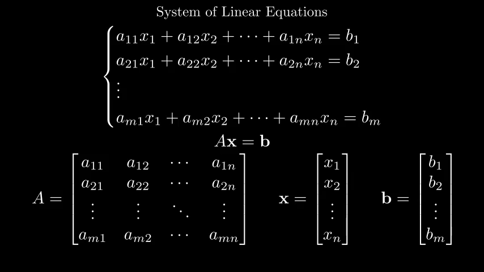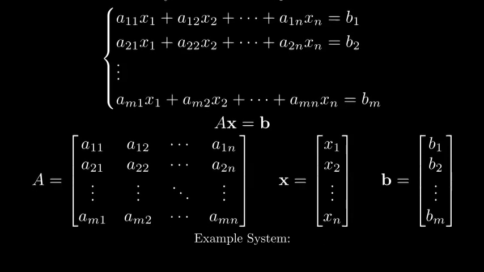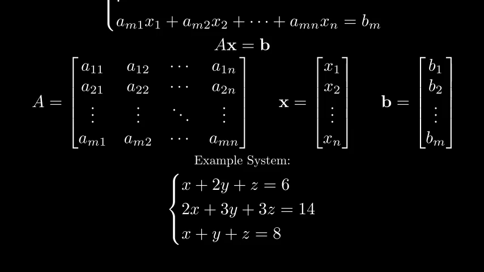For our demonstration, let's consider a specific example of a system with three equations and three unknowns. Here we have x plus 2y plus z equals 6, 2x plus 3y plus 3z equals 14, and x plus y plus z equals 8.